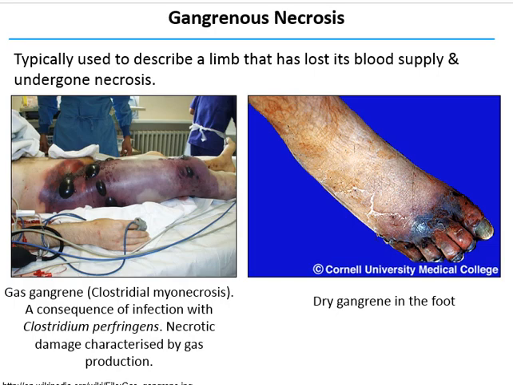This is an example of necrosis. It's called gangrene. Over here we have gas gangrene. This is often seen in infections with a bacteria called Clostridium or other soil-borne bacteria. Note the gas production that's occurring here. On this side we've got dry gangrene.